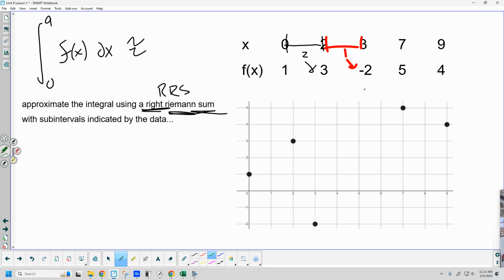Thank you, Mr. Ryder. I would have said this. Okay, go. What's everybody's right Riemann sum approximation?